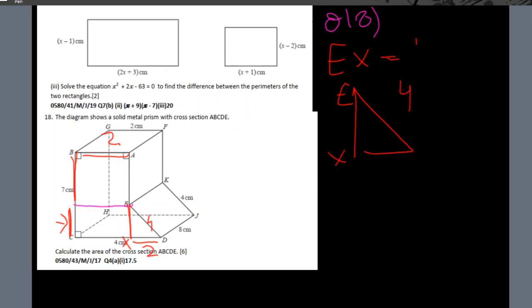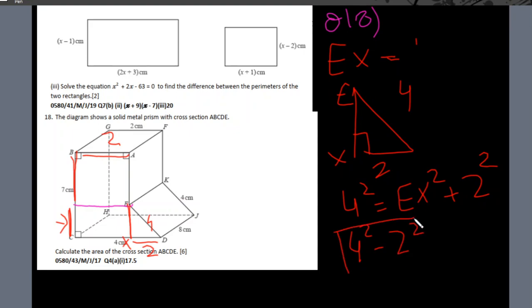X. This is 4. This is 2. I need X, so X will be applying Pythagoras theorem. 4 squared equals X squared plus 2 squared. I'm directly making X the subject, so root of (4 squared minus 2 squared) equals X. So what do I get when I write 4 squared minus 2 squared? I get 12. So X is actually root 12.